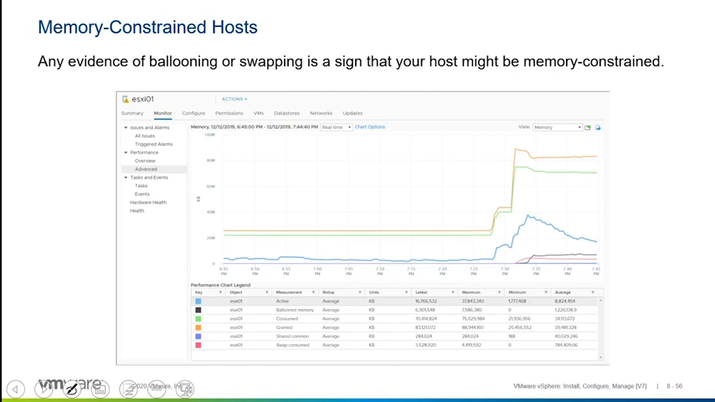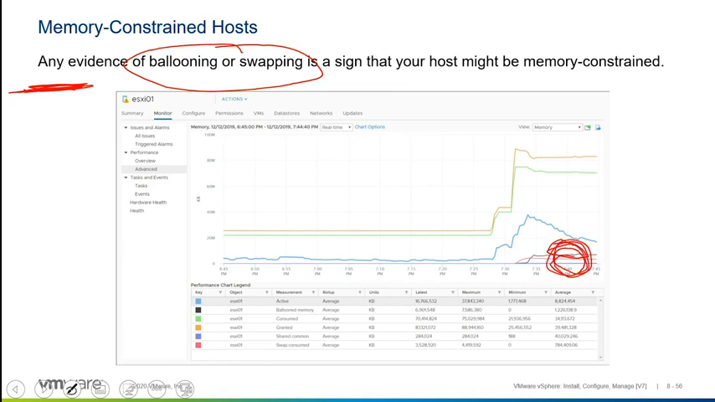Now, looking at hosts, how do I know if my hosts themselves have enough memory to accommodate the virtual machines that I've powered on? Well, the most important metrics that we can look at here are ballooned and swapping. Any evidence of this is an indication that we might be memory constrained. So you'll notice here, right around this area, the black one is ballooned, and the red one is swap.